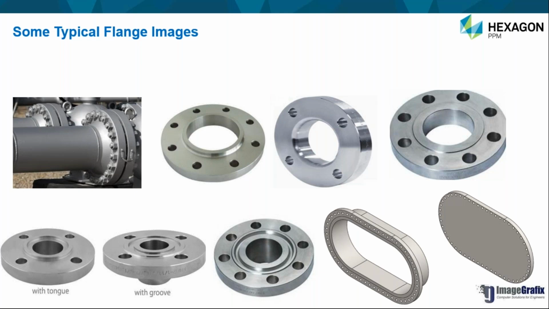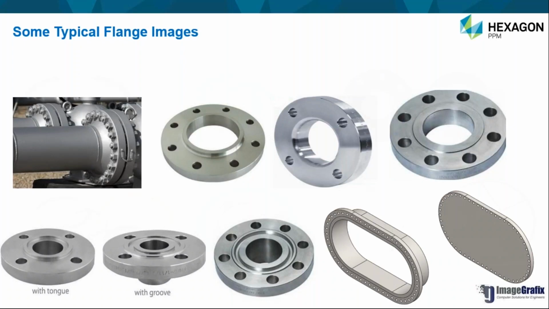The fourth one is your slip-on raised face. Fifth and sixth are the tongue and groove, so tongue and groove will be there. The seventh one is the RTJ type. And the last one is for your oblong cross section. So the flange is called an oblong flange and the oblong cover. These are typical flanges which are used in the industries.